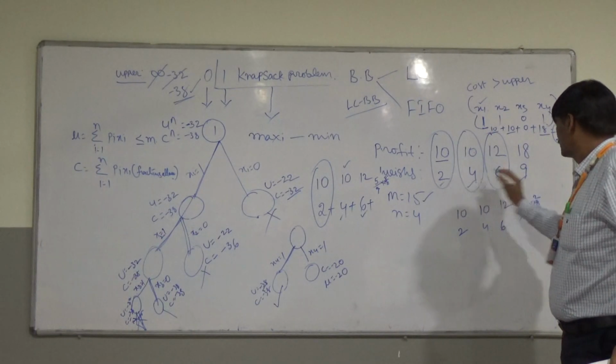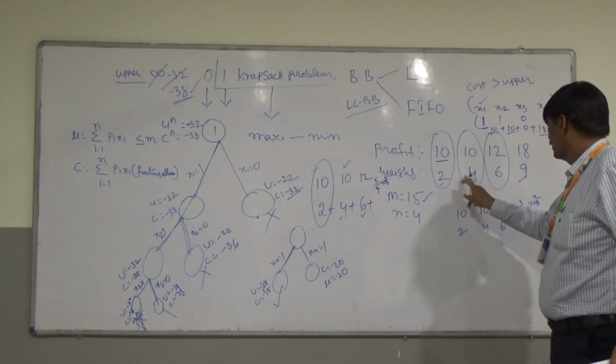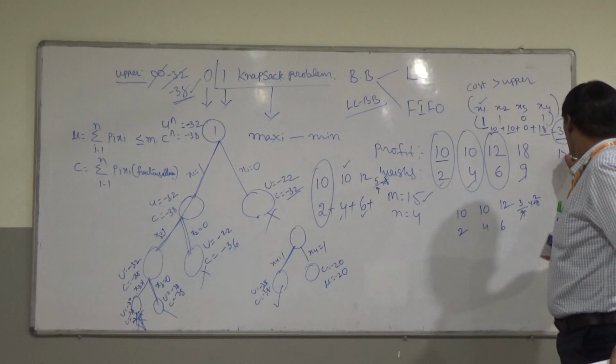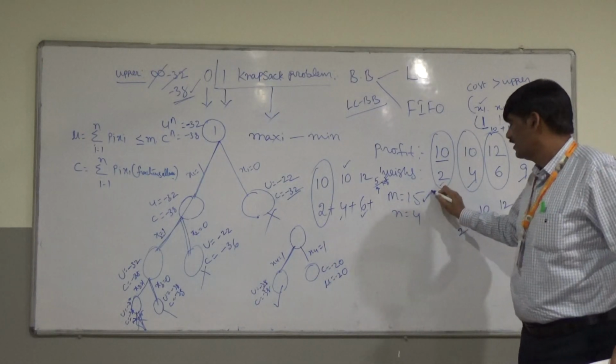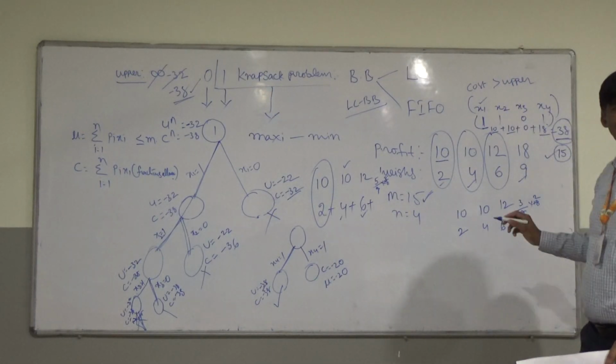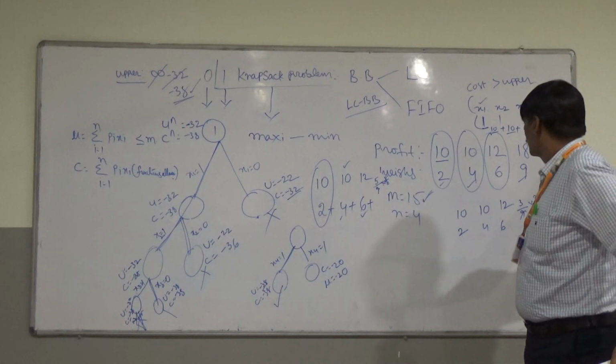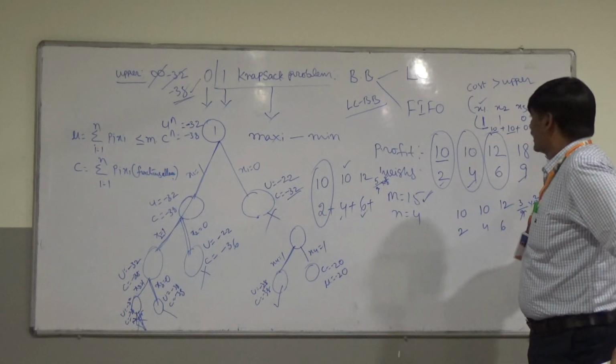So checking this one: 9 plus 4 is 13, 14, 15. So the total capacity is also 15. So the bag capacity is 15, and our weight is also 15. So that's why this is the result. So the total profit is minus 38.